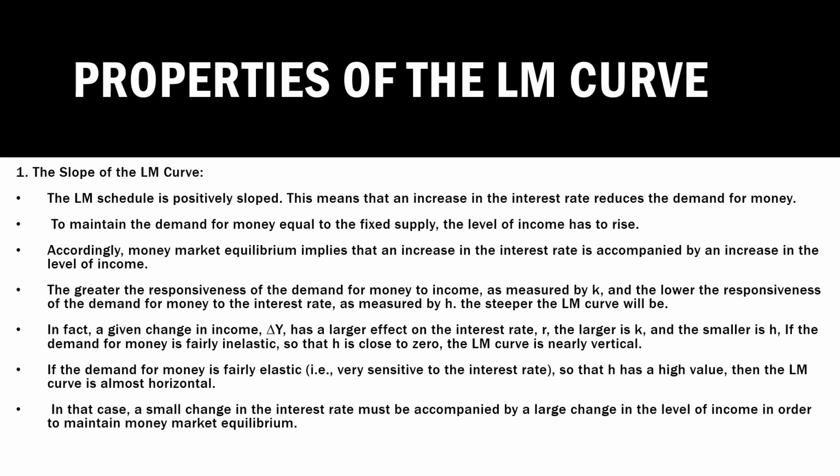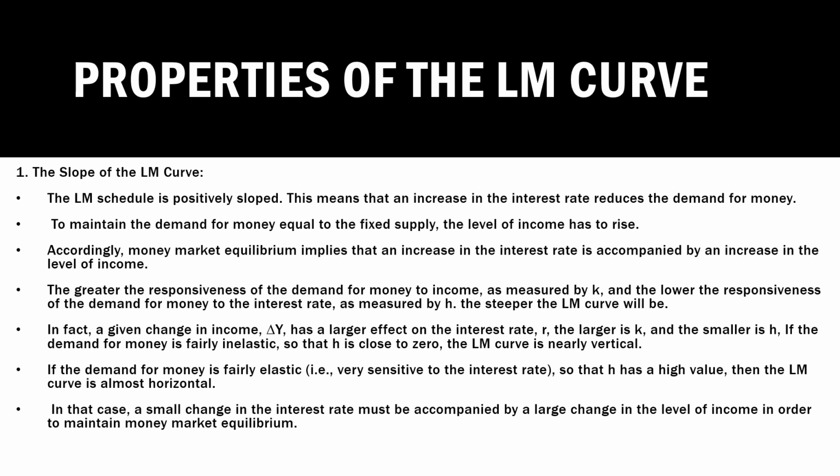The greater the responsiveness of demand for money to income, which is measured by K, and the lower the responsiveness of demand for money to the rate of interest, which is measured by H, the steeper would be the LM curve. In fact, a given change in income, indicated by delta Y, will have a larger effect upon the interest rate R. The larger the K, the smaller the H. These are the conditions.